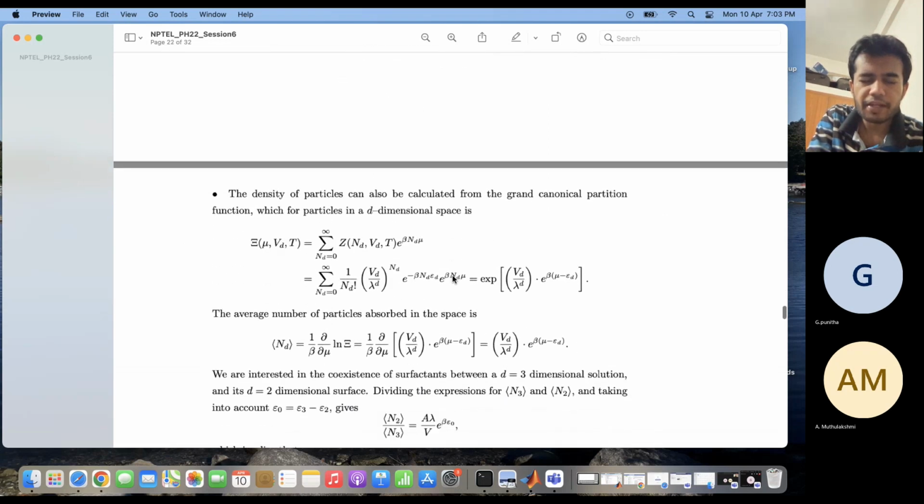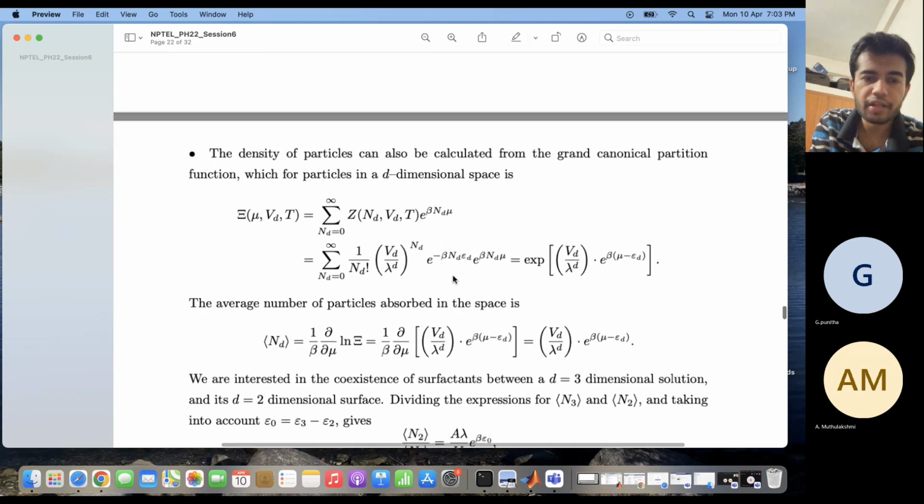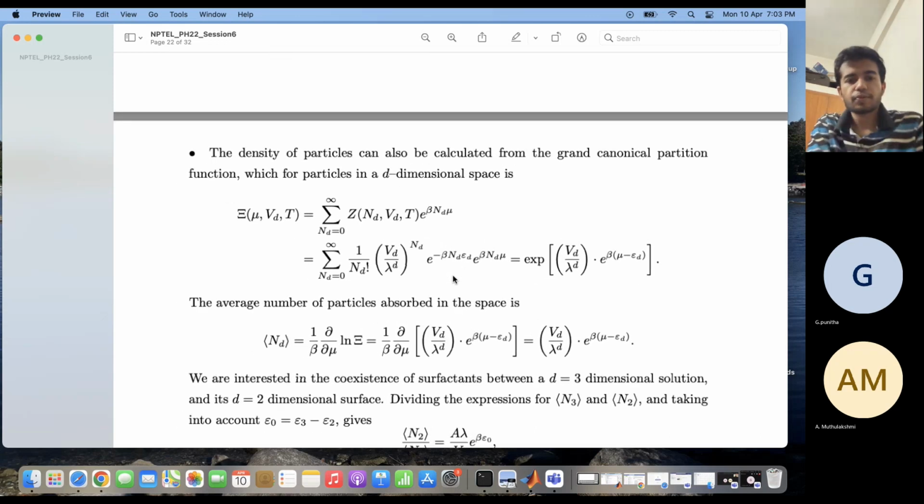So the density of particles can be calculated from the grand canonical partition function. So what is the grand canonical partition function? It is given by this quantity, capital Xi over here, which is equal to the summation over N_d equal to 0 to infinity of z e to the power beta N_d mu. So in the grand canonical ensemble, I remove the constraint on the total number of particles being kept constant.